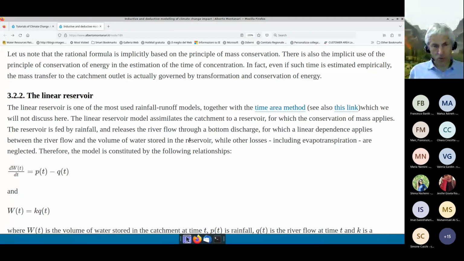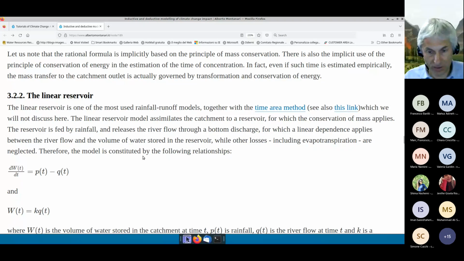Okay, so let's focus on this second model. This second model is called the linear reservoir. It's more refined with respect to the rational formula. The rational formula was conceived for describing the peak flow only, and the linear reservoir potentially describes an entire hydrograph.